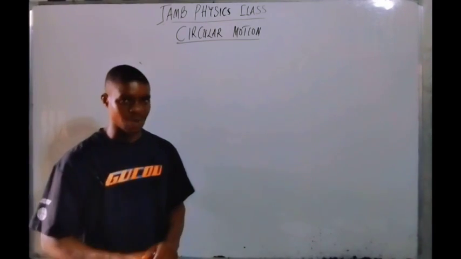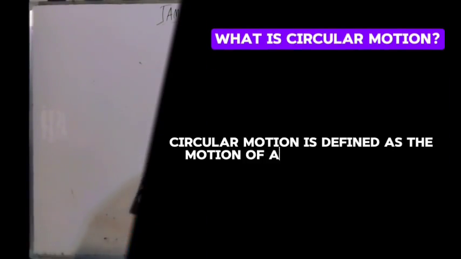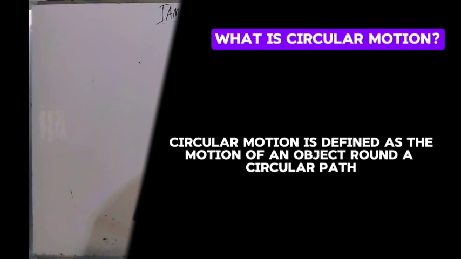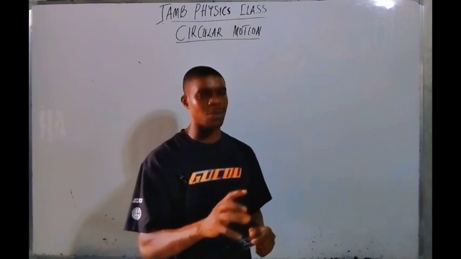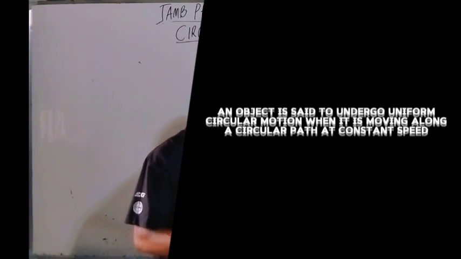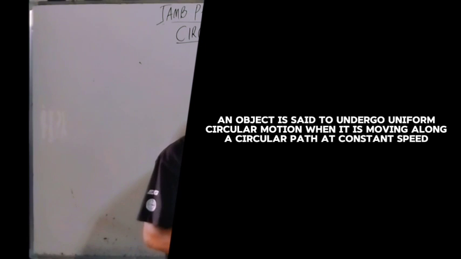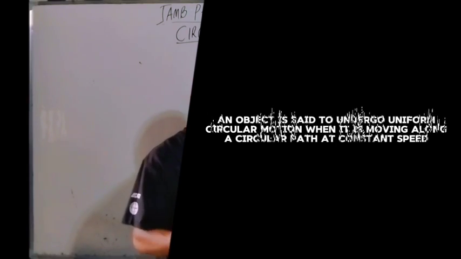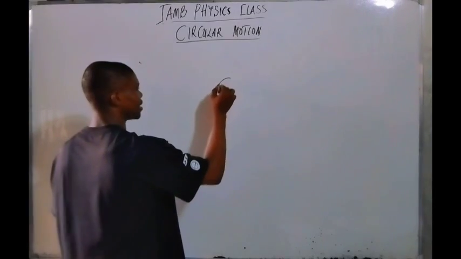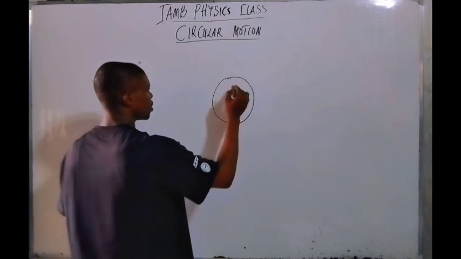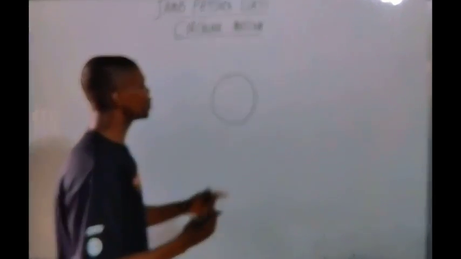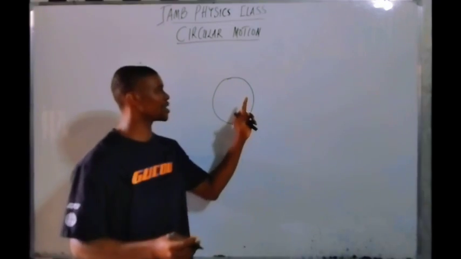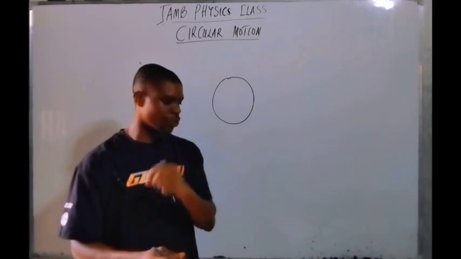First of all, what is circular motion? Circular motion is defined as the motion of an object around a circular path. An object is said to undergo uniform circular motion when it is moving along a circular path at constant speed. So when a body is moving around a circular path with constant speed, that object is said to undergo uniform circular motion. These are things to understand here.